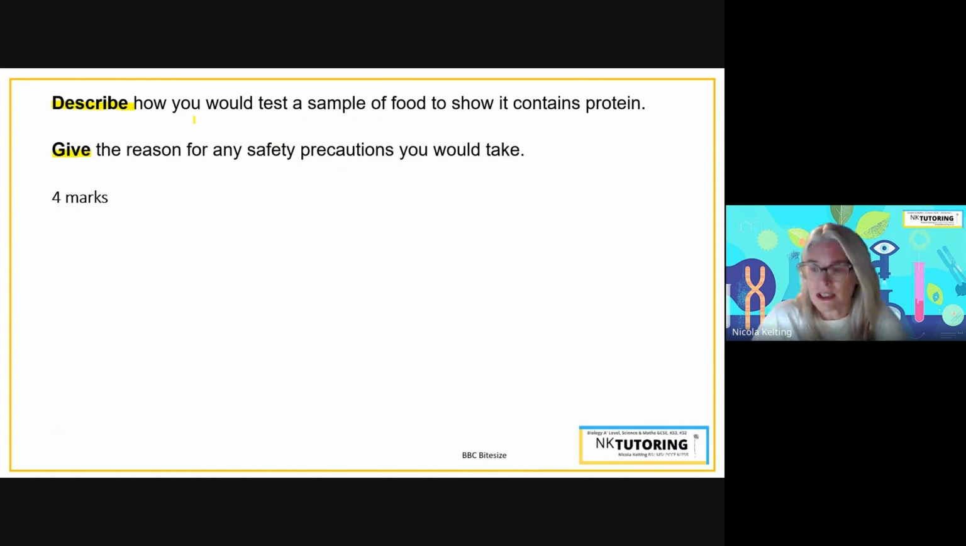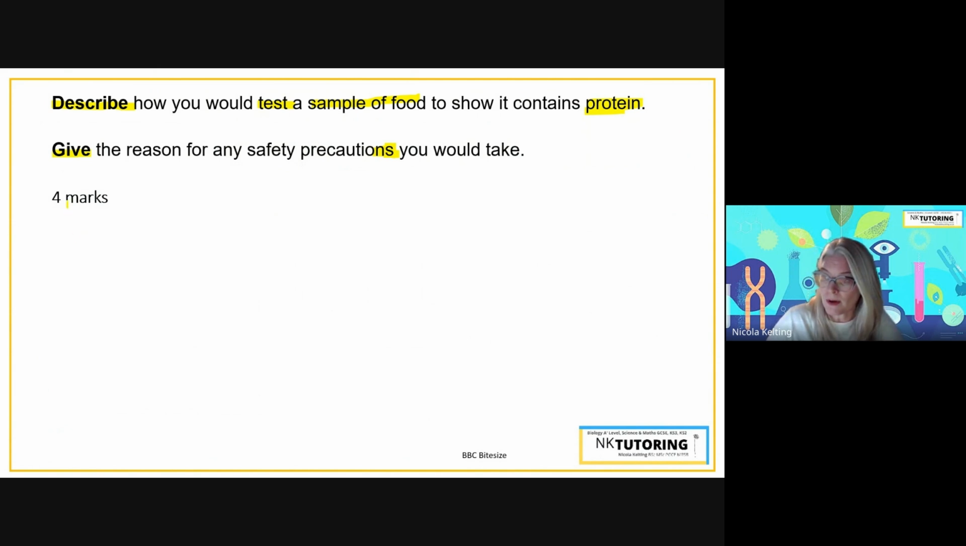And it's a really good strategy for exam technique across all the sciences to use a highlighter when you've got a paper version, to think about what the command words are, and then also what are important words in the question. So describe is basically the process, so it's step by step. How you would test a sample of food to show it contains protein. So protein is a specific type of biological molecule, therefore there is a specific food test for it. In addition to that, you need to give the reason for any safety precautions. Note it says plural S, so you can put in more than one.